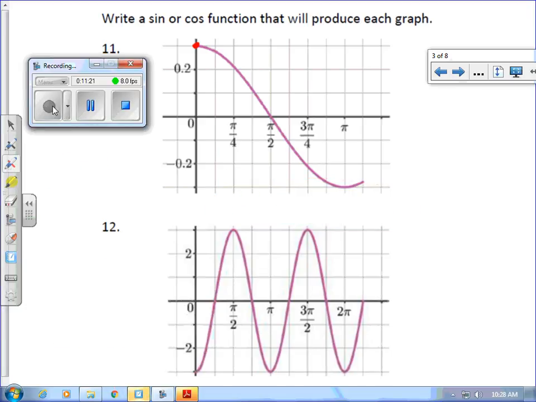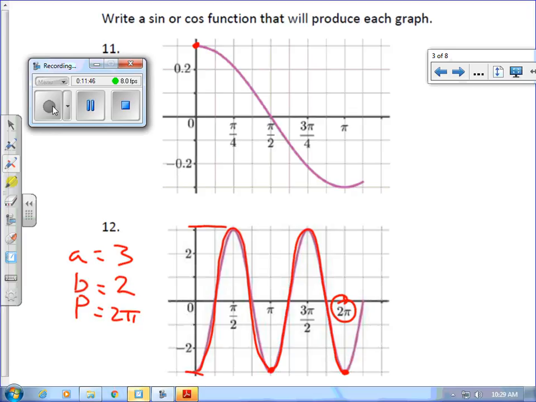On number 12, A, 3. B, how long does it take to complete one cycle? Pi. So how many cycles between 0 and 2 pi? 2. B is 2. Are we shifting this up or down?